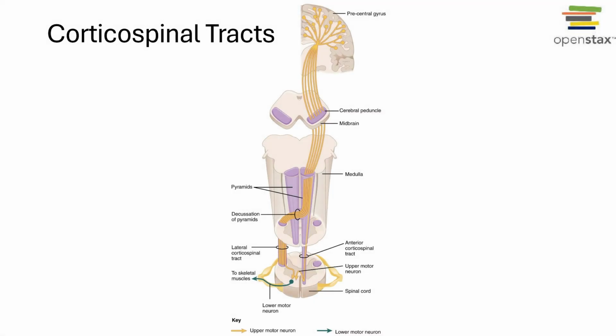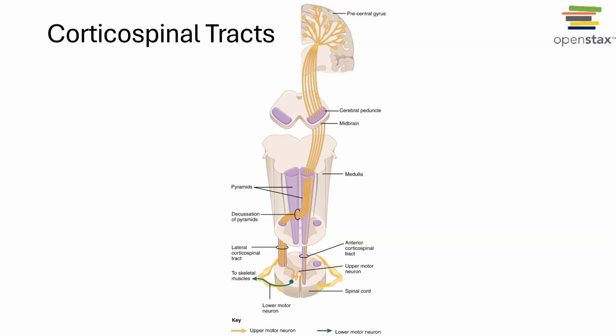Let's start with the descending tracts, the pathways for motor control. These tracts carry motor commands from the brain to the lower motor neurons, which then activate skeletal muscles. The corticospinal tract begins in the motor cortex at the precentral gyrus of the frontal lobe, where upper motor neurons send their axons down through the brainstem and into the spinal cord. These axons eventually synapse with lower motor neurons, which carry the signal through spinal nerves to the skeletal muscles.